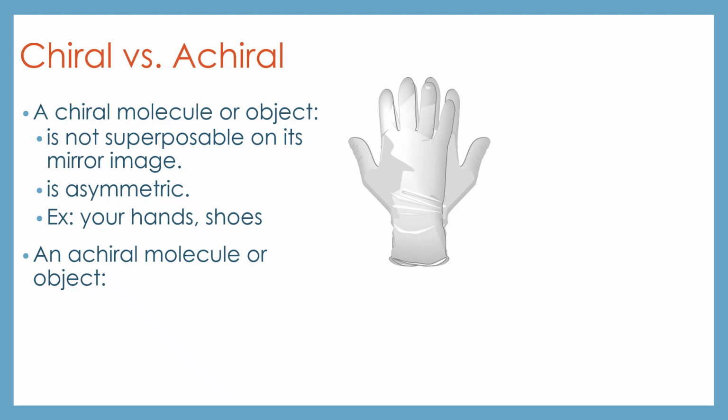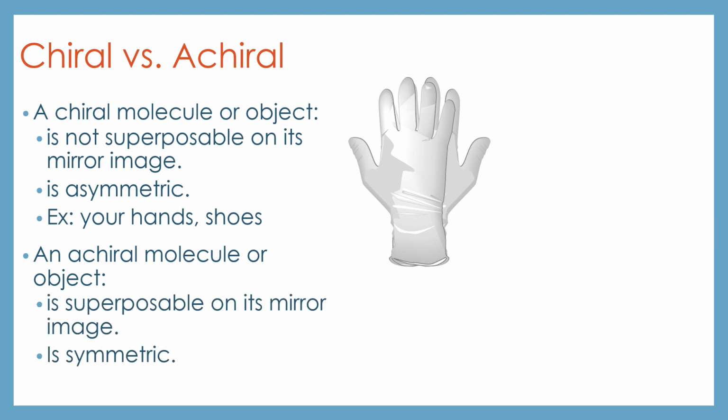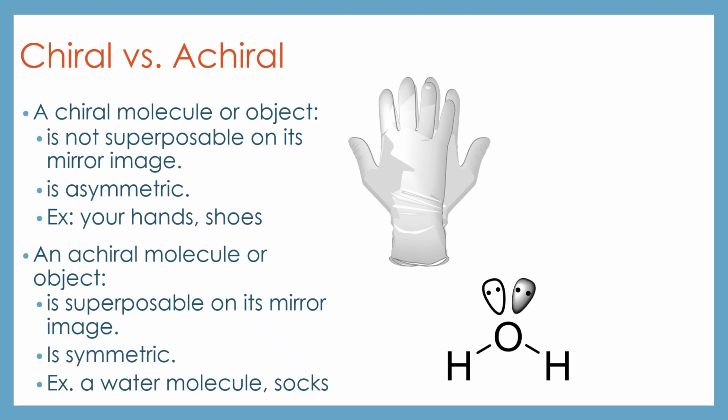An achiral molecule or object is superposable on its mirror image and is symmetric. So it could have a plane of symmetry or a mirror plane running through it. Examples include a molecule of water or socks.